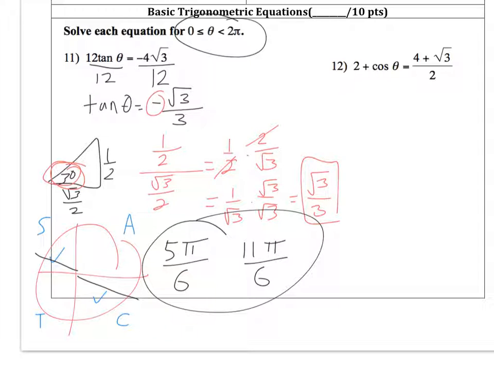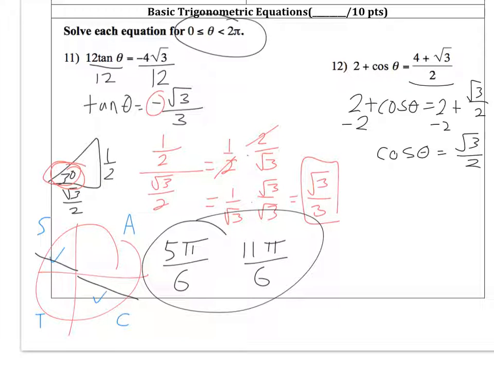Okay, next up we've got 2 plus cosine theta is equal to 4 plus the square root of 3 over 2. Okay, I think I'm going to just divide this stuff on the right first, see if that simplifies things. So you've got 2 plus cosine theta is equal to 4 divided by 2 is 2, and then square root of 3 over 2 is the square root of 3 over 2. Okay, I get the cosine by itself, minus 2 minus 2. Cosine theta is equal to the square root of 3 over 2.